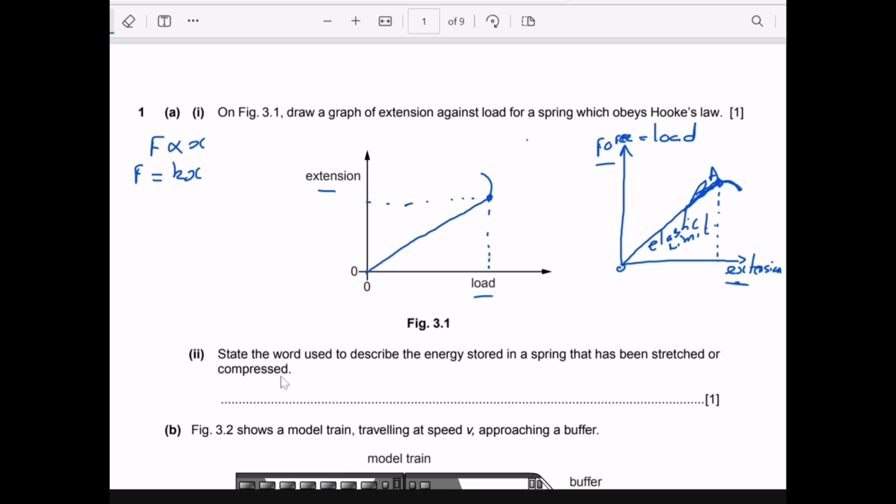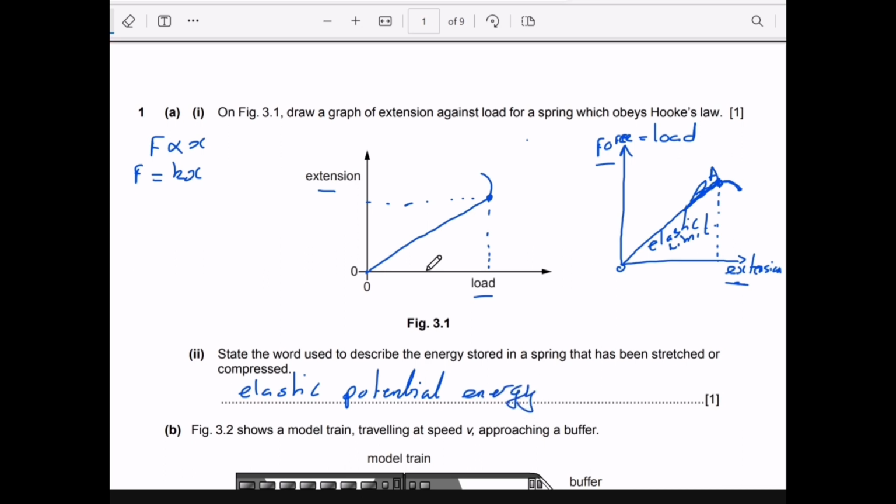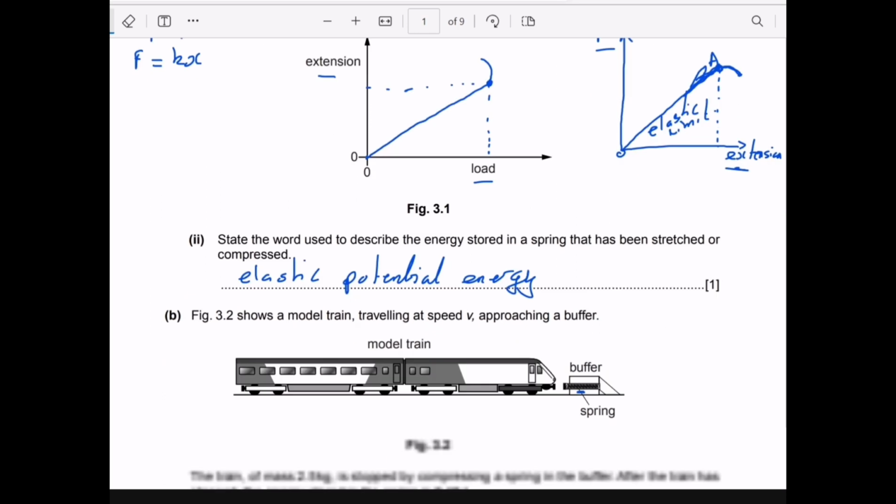Okay? State the word used to describe the energy stored in the spring that has been stretched or compressed. So the energy that is stored in the spring that has been stretched or compressed, we call it the elastic potential energy. It is the energy that is stored in a stretched material.